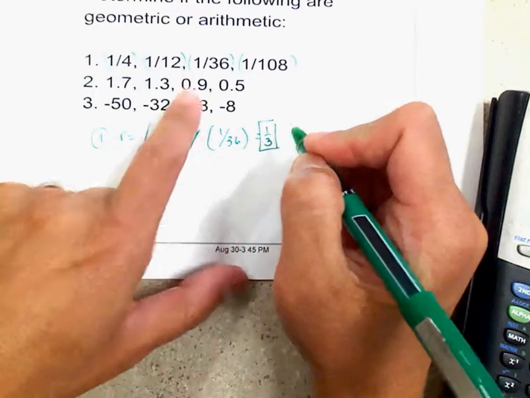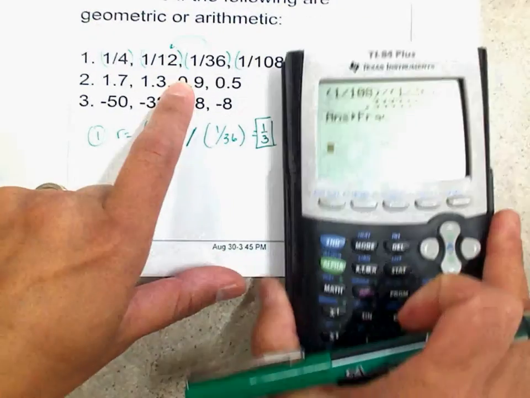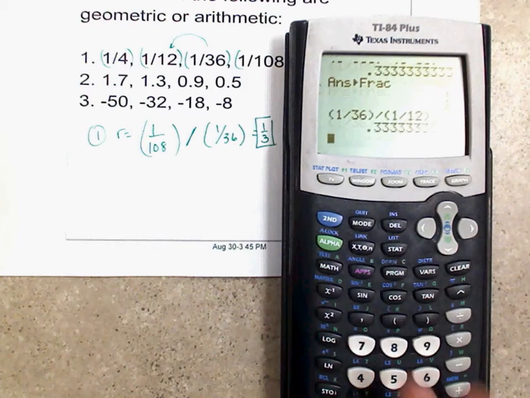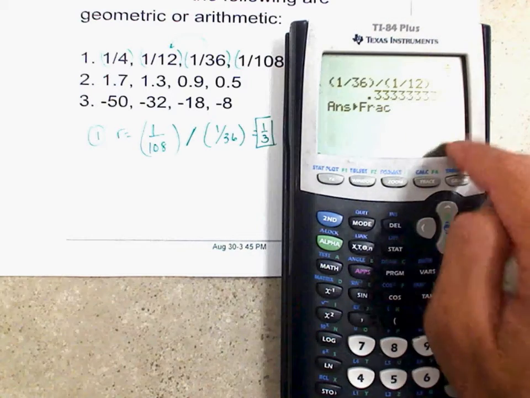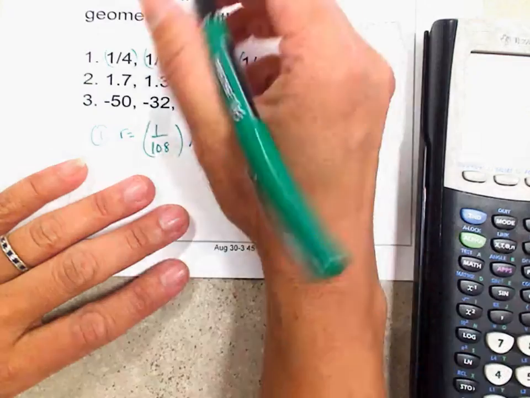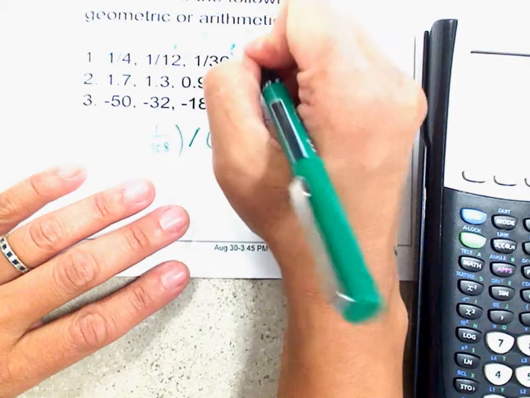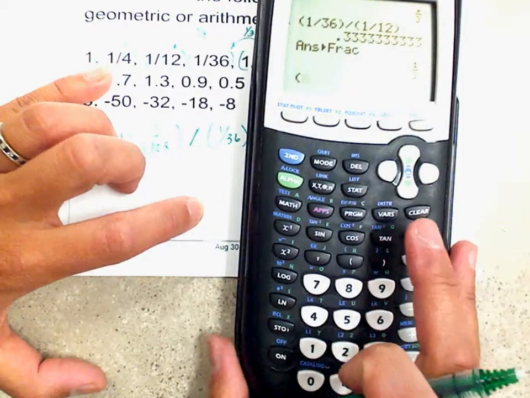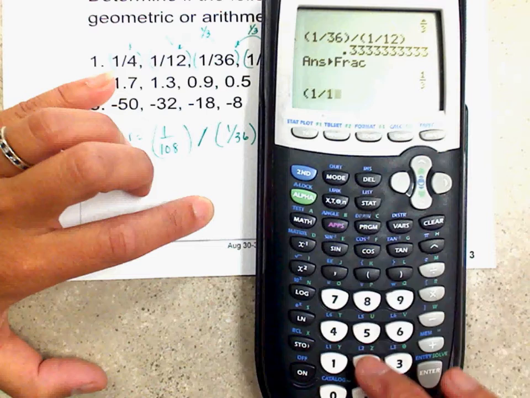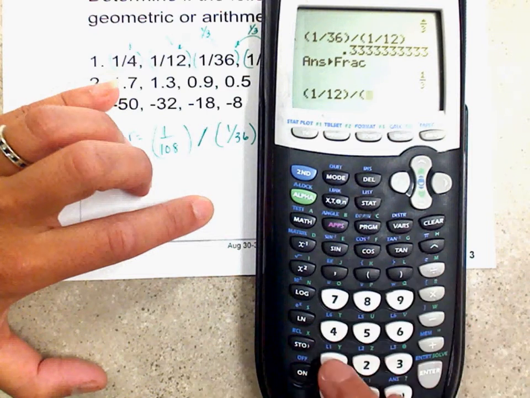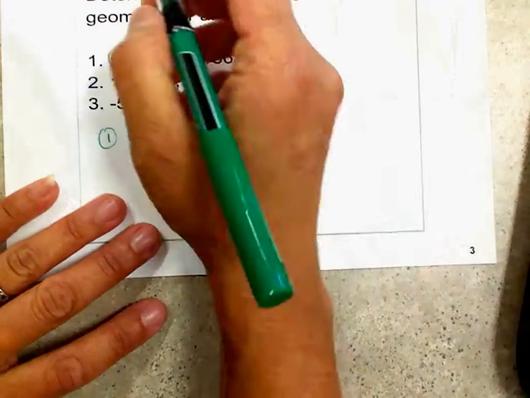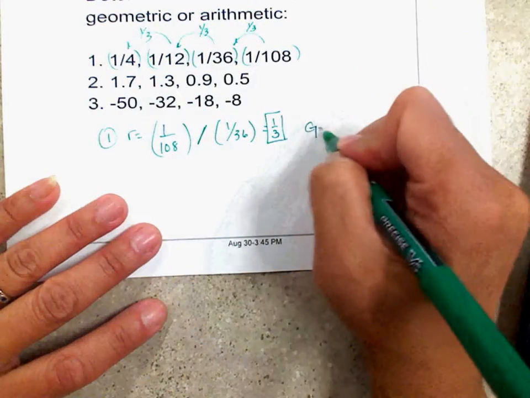Let's see if we can do the same thing right here. Parentheses, 1 divided by 36, divided by parentheses, 1 divided by 12. See how the patterns are the same? So this right here is 1/3. This right here is 1/3. Let's see if this guy is also 1/3. Parentheses, 1 divided by 12, divided by parentheses, 1 divided by 4. And they all came out to be 1/3. So this one is geometric.